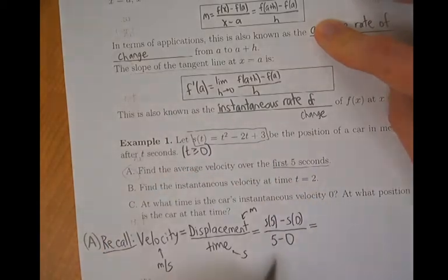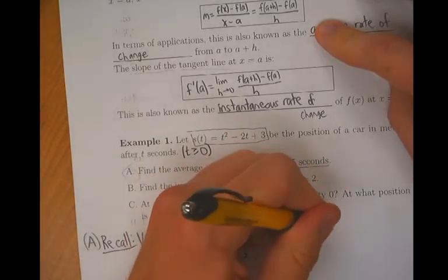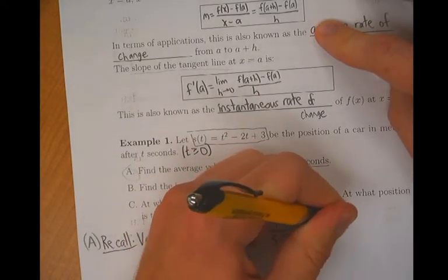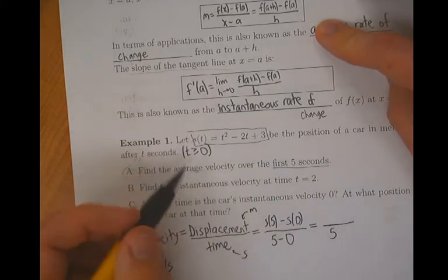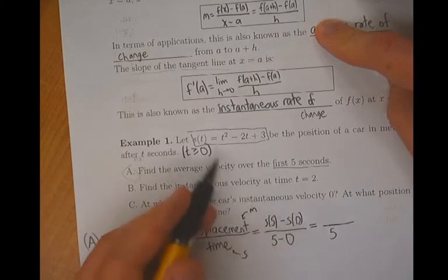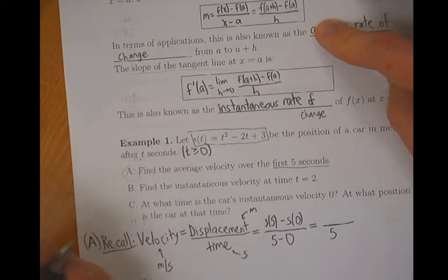So from this we say, all right, well, we already know what the denominator is, that's just 5. So now all we need to do is figure out s of 5 and s of 0. So all we need to do is just let t equals 5 and t equals 0 in our position function up here.